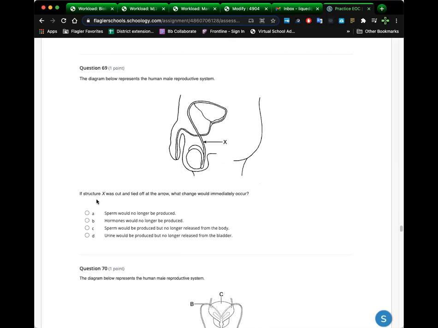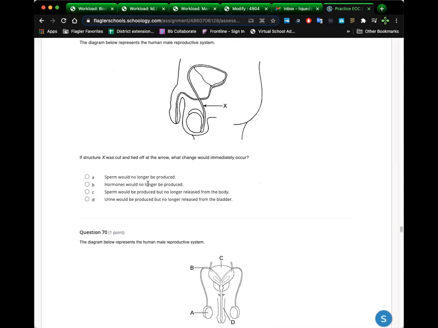All right, so structure X was cut. Okay, this transports sperm. Sperm's created here. If you cut it, sperm can't go out. Sperm would still be produced, it just wouldn't be able to be released from the body.